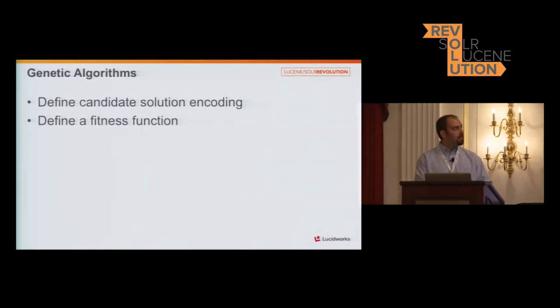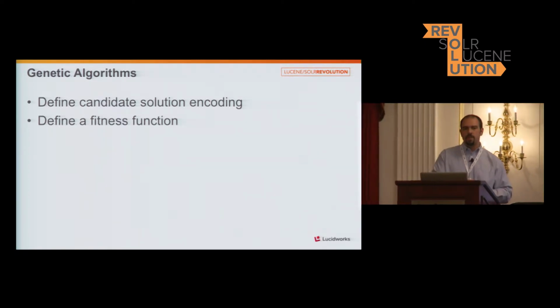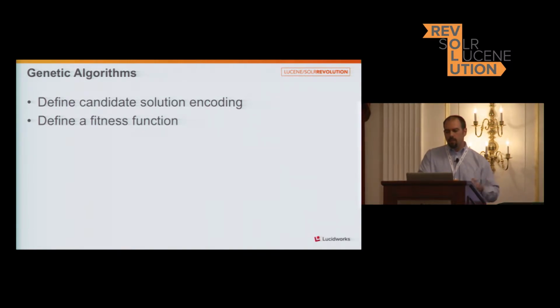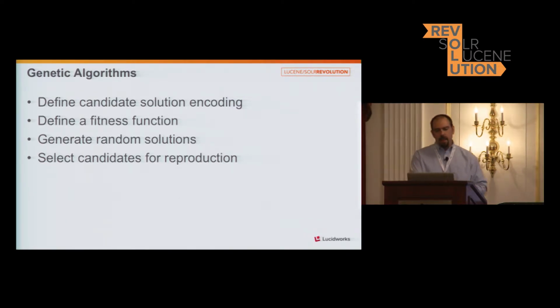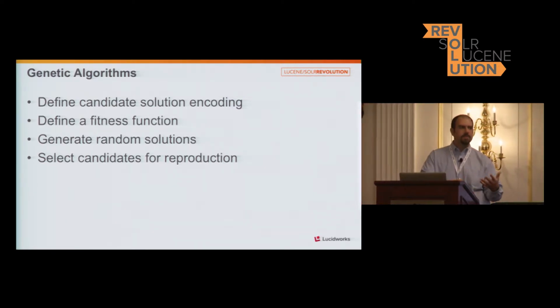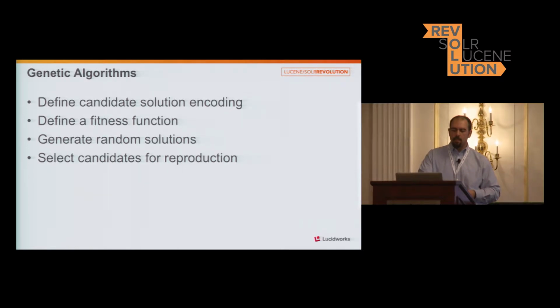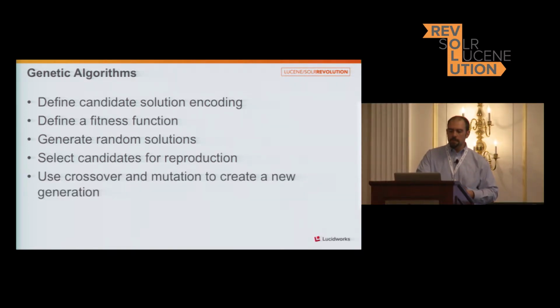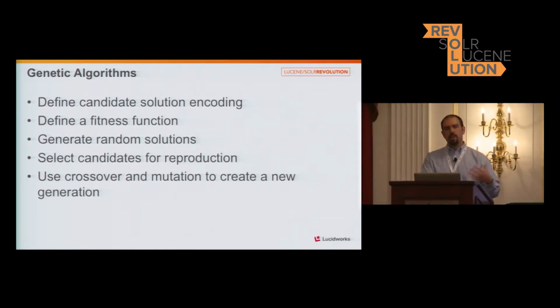You have to define a fitness function, which is just that, just one function, which takes a candidate solution and outputs how well that solution solves your problem. Then the algorithm engine will generate an initial population of random solutions. It will select candidates from that population, not at random, but with specific functions for reproduction. We use then crossover and mutation, which I'll talk about in just a second, in order to create a new child generation.